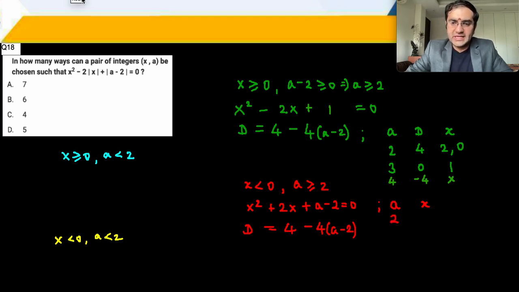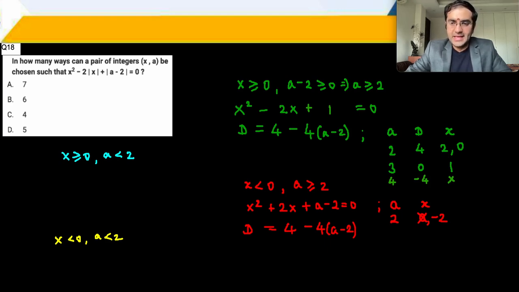When you put a as 2, you will get x square plus 2x equal to 0, similar to the previous green colored case. x will be 0 or minus 2, but we are now taking values of x as less than 0. When x has to be less than 0, therefore this case is eliminated and not counted.